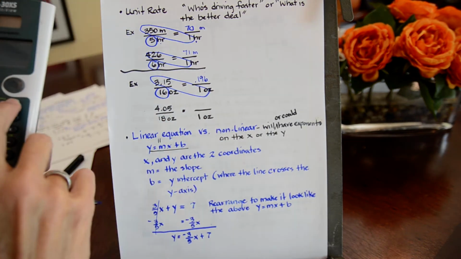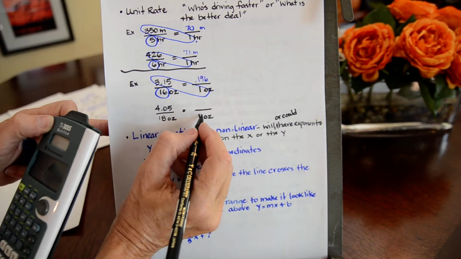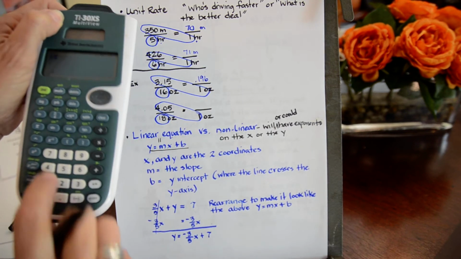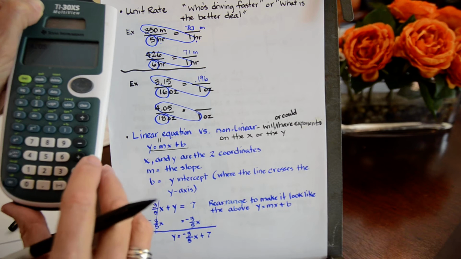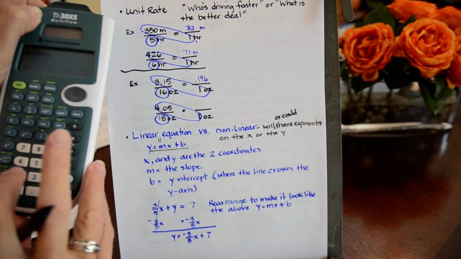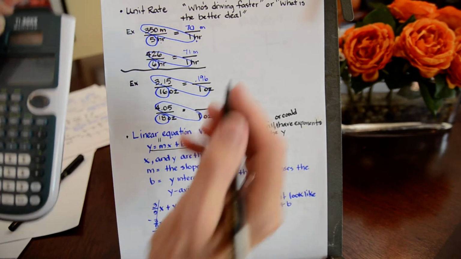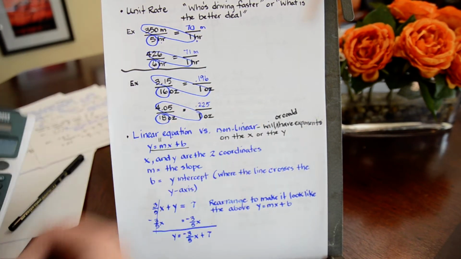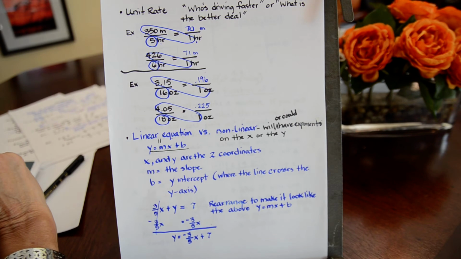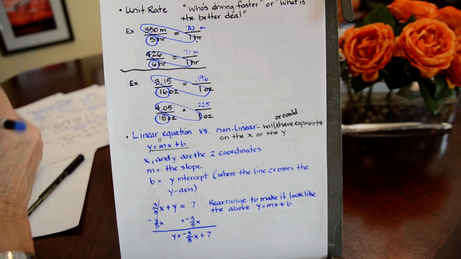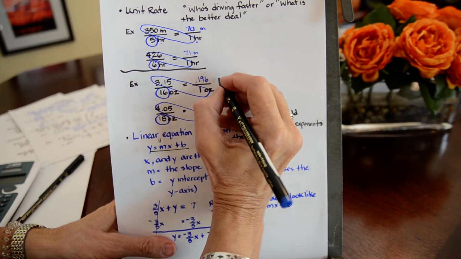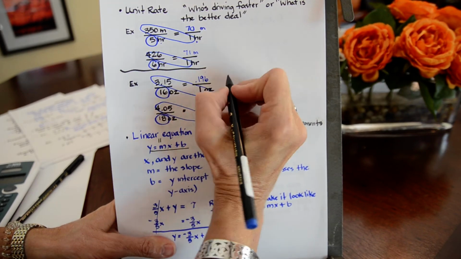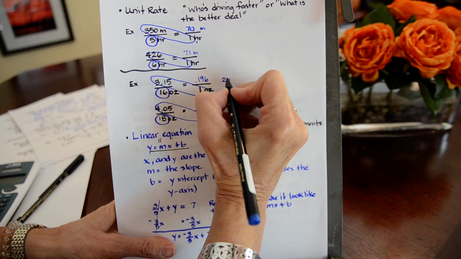Then I'm going to put the next one in, same thing, multiply the diagonal and divide by what's left. 4.05 divided by 18 ounces, I get 0.225. Now we want to know which one is the better deal. I'm going to make this just 2 digits, and so I would round this one, and because it's money, this one's going to become 20 cents.